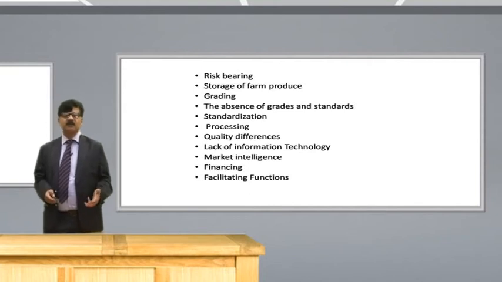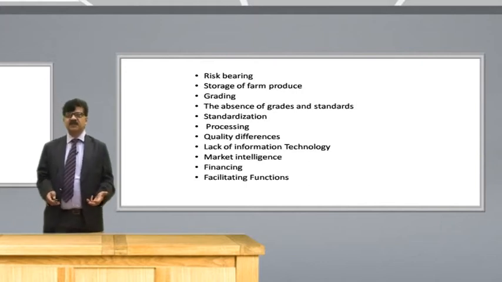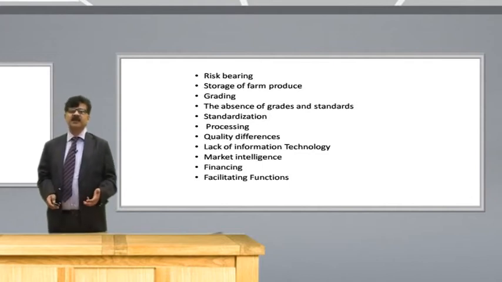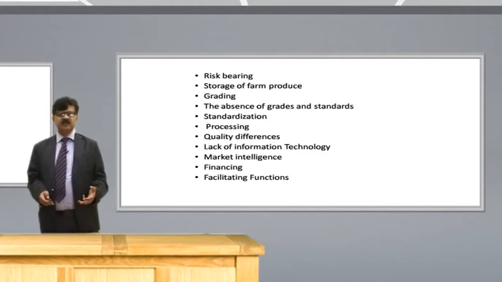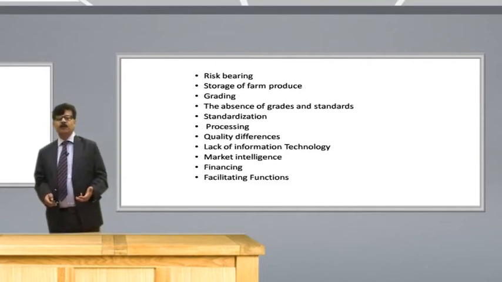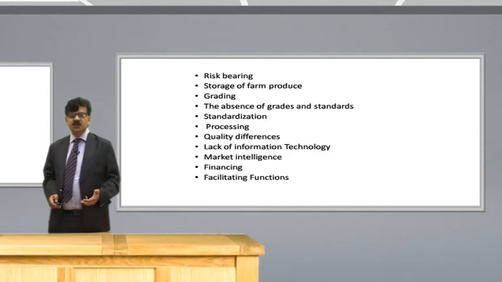The storage of the farm produce, they don't have any such facilities. In grading systems, there is an absence of grades and standards, which restricts the development of an efficient and effective marketing system. The standardization, which is concerned with the establishment and maintenance of uniform measurements of produce quality and quantity, is missing. The processing facilities too are abysmally low. The quality differentiation is huge.